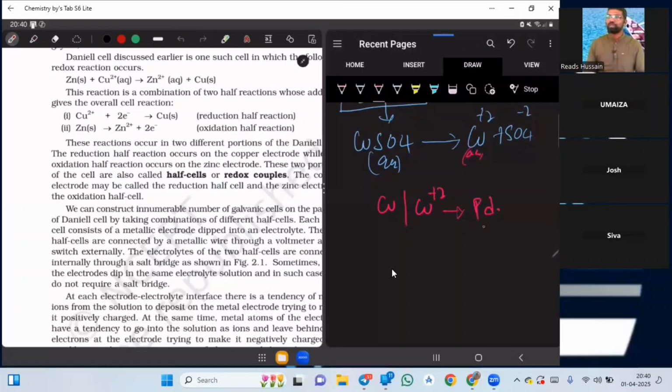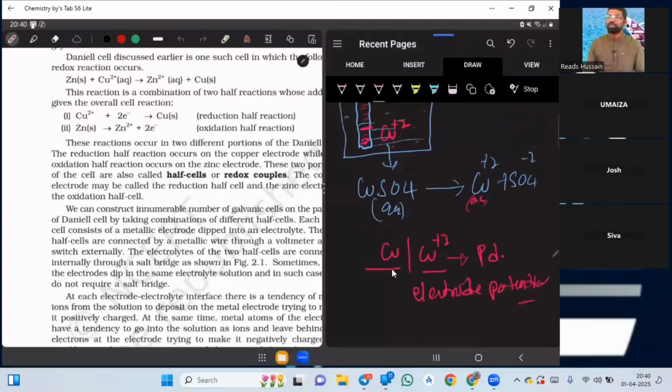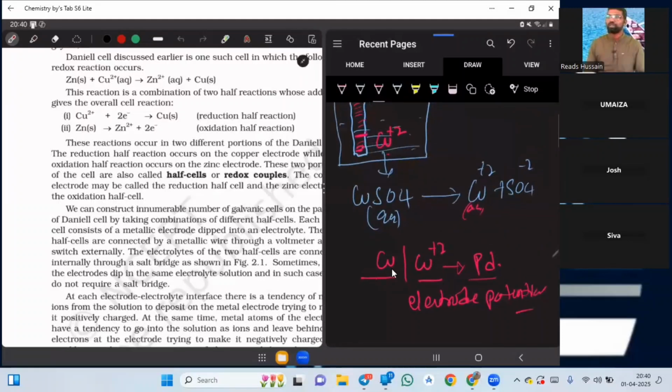That potential difference is called electrode potential. So now can you define electrode potential? Simply, we can say it is a potential difference between the metal atoms and its own ions. See here, copper atoms and copper ions. When those two are in contact with each other, there exists some potential difference. That potential difference we are now calling electrode potential.